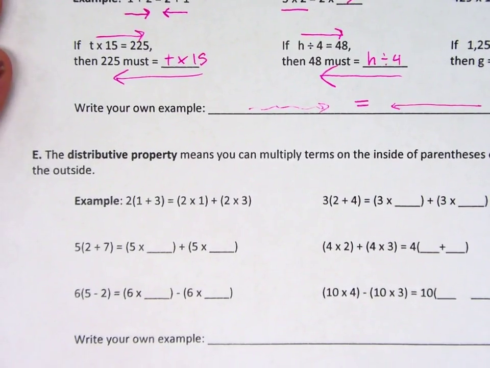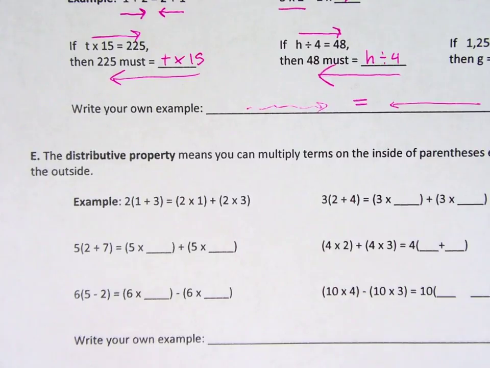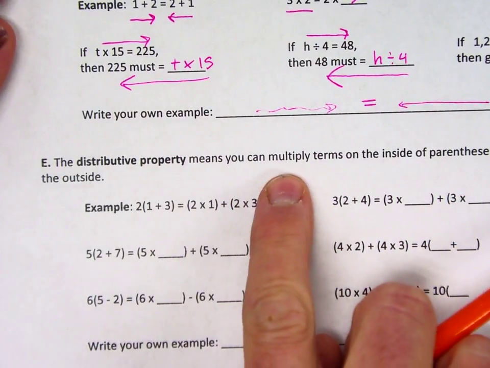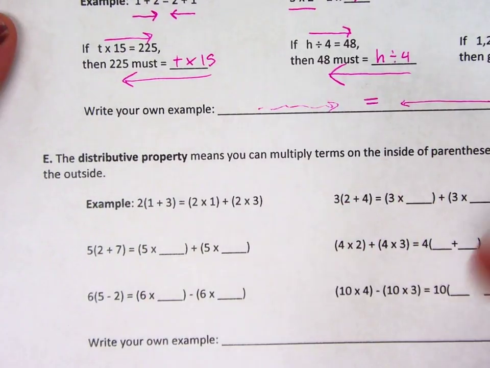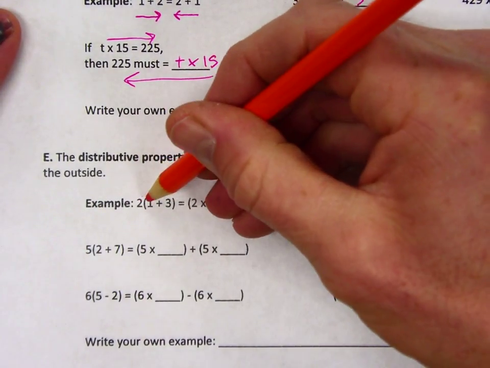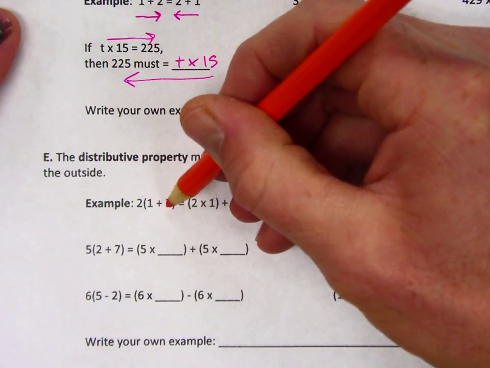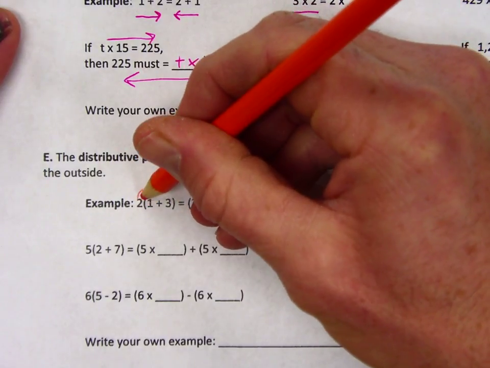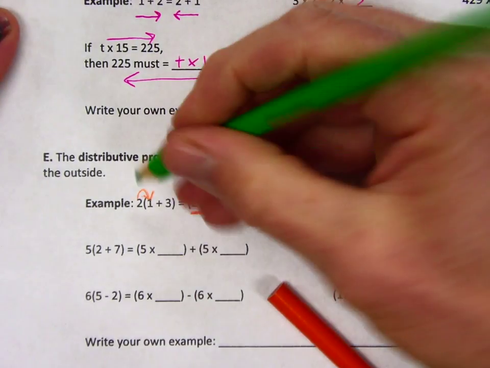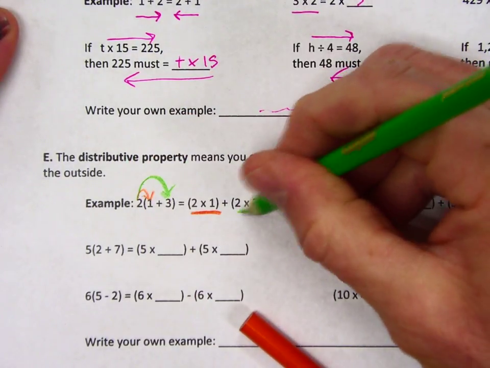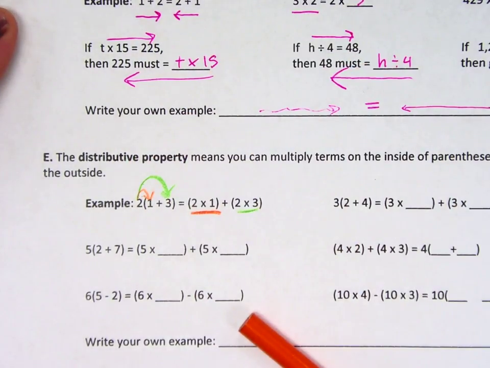Distributive property is the last one, and we've done a lot of work in class with colored pencils and shading and so forth. Distributive property means you can multiply terms on the inside of parentheses each by the term on the outside. So in this case we've got a 2, and it's being multiplied by the sum of these two things. And so 2 times 1 is this problem, and 2 times 3 is this problem, and that's a way you can go about solving these.